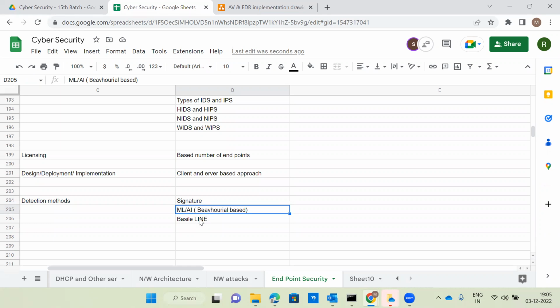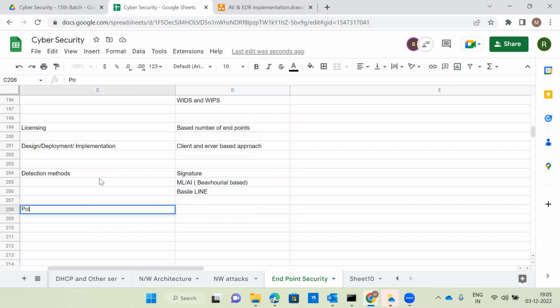Next one is the baseline method. As I said, on average, the baseline is formed after observing 1 or 2 months of traffic. Whenever traffic crosses that particular baseline, it will generate an alert notification. It will suspect that maybe some malicious activities are going on in our network or in our system. So these are the detection methods.